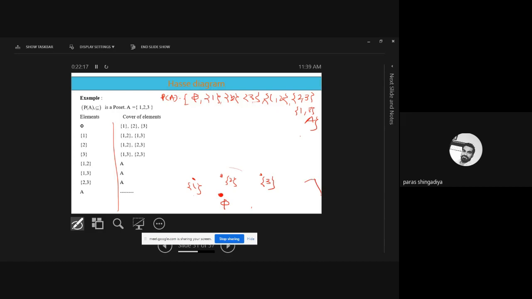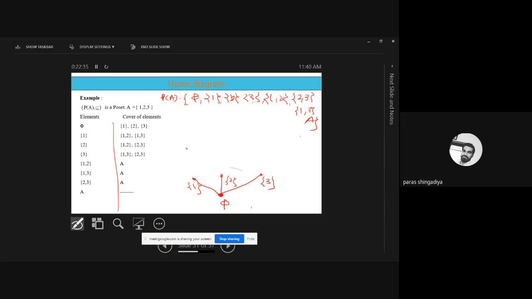Okay. That should be an upward orientation diagram. नीचे से ऊपर तक जाना है. ठीक है. So here 1 is a cover element of 5, 2 is a cover element of 5, and 3 is a cover element of 5. Okay. Now second stage. 1, 2 and 1, 3 are the cover element of 1.